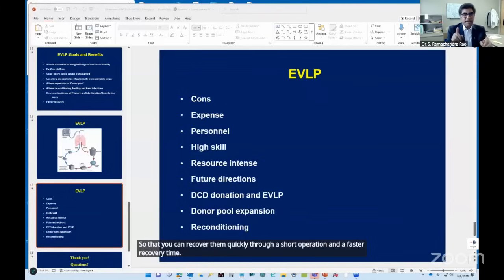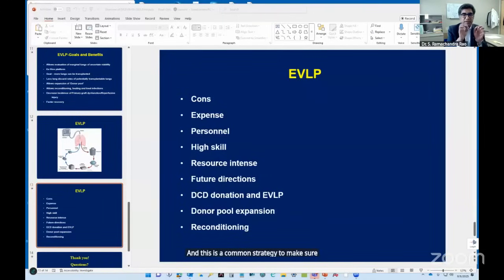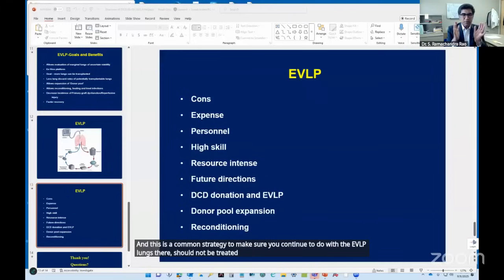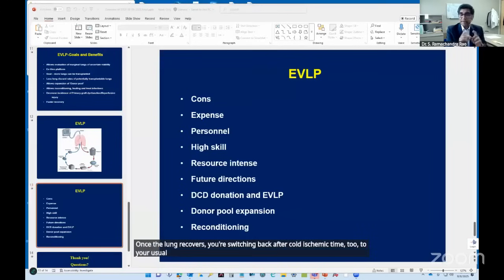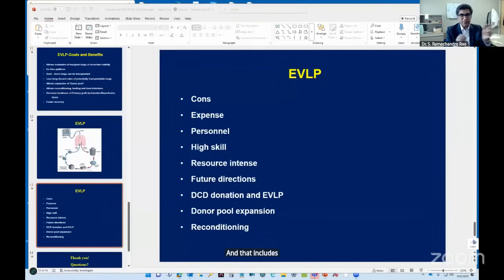This is a common strategy to continue with EVLP lungs. They should not be treated any differently. Once the lung recovers, after cold ischemic time 2 you switch back to your usual evaluation criteria, and that includes matching the donor and the recipient risk criteria. Yes.